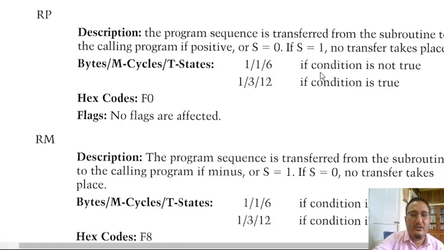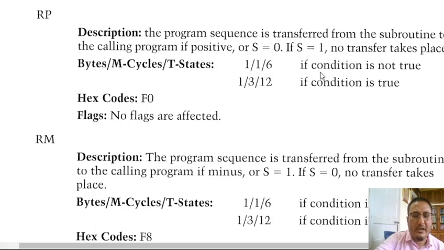Hex code is F0, flags, none of the flags are affected. Now RM, it stands for return on minus. On execution of the RM instruction, the program sequence is transferred from the subroutine to the calling program if sign flag is equal to 1. If sign flag is equal to 0, then no transfer takes place.